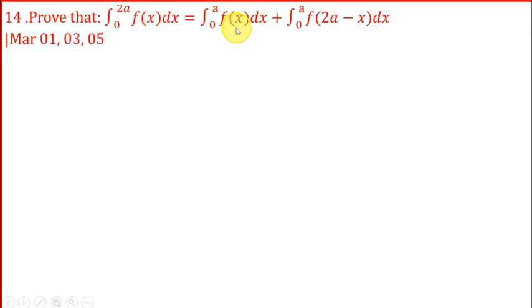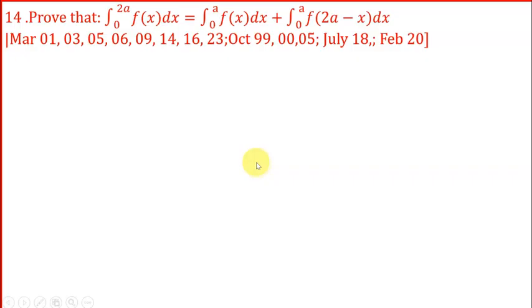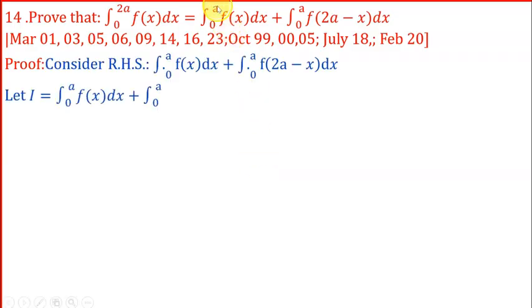Now next, prove that integral 0 to 2a f of x dx is equal to 0 to a f of x dx plus 0 to a f of 2a minus x dx. This question has been asked a number of times in the board examination. Now consider first of all the RHS, that is integral 0 to a f of x dx plus 0 to a f of 2a minus x dx. We consider this RHS as I, with I1 and I2 separately.